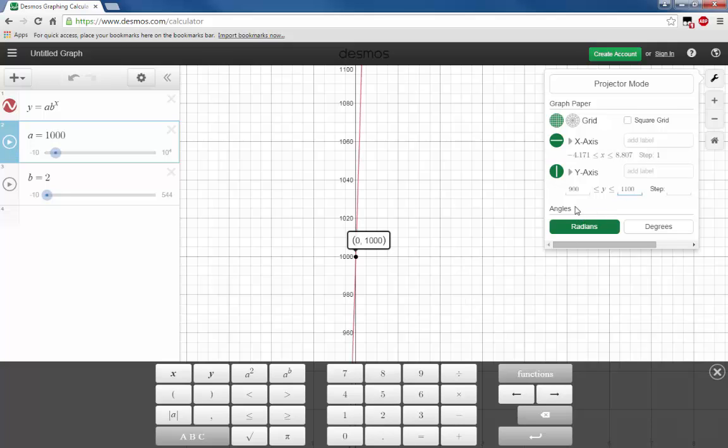So that was just a quick lesson on how to find out where the graph goes if a increases very large.